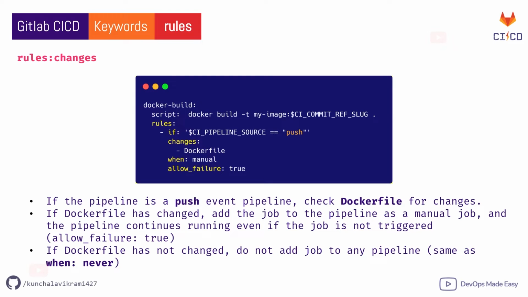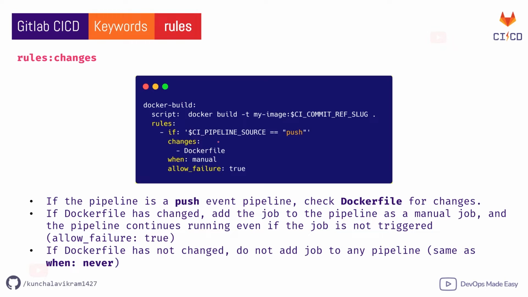And you also have rules such as changes here. Let's say your pipeline source is a push event, so this job has to run. Even if it is a push event, this particular job, which is basically containerizing your application, should only run when there are changes in the Dockerfile. So not only on a push event, I'll only run this particular job in the pipeline when there are changes to this Dockerfile.